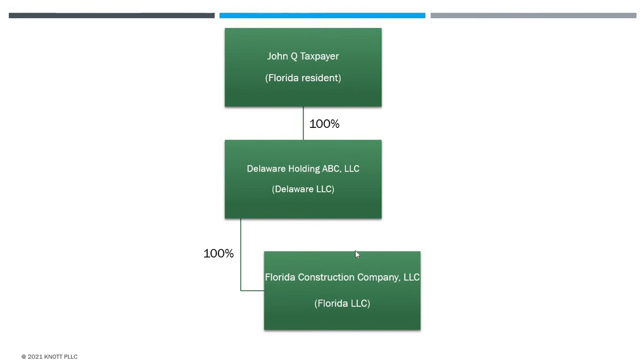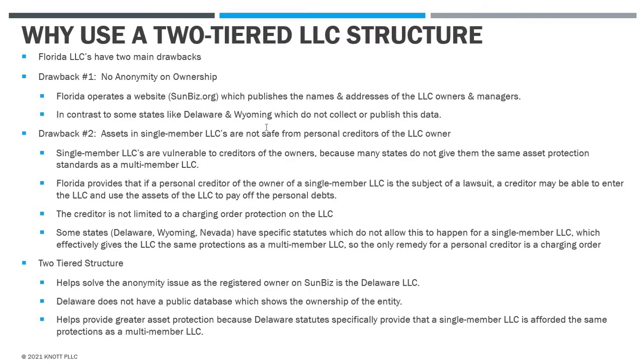In this structure, you might be asking, what is the point of this? Why not just have John own his Florida construction company directly? Why the need for this second entity in the middle? That's what we're going to talk about in this video. We'll go through the elements and then go back to the structure slide and cover some more details and examples.